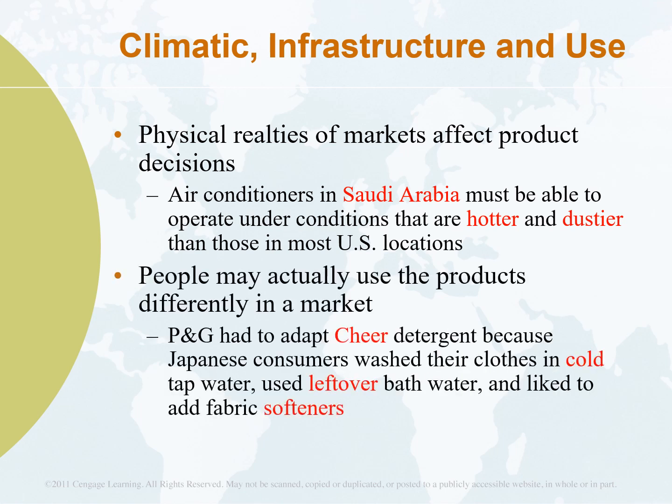Okay? People may actually use a product differently in a market. P&G, Procter & Gamble, had to adapt Cheer detergent. Remember the Cheer detergent? Because Japanese consumers wash their clothes in cold water. They use leftover bath water to conserve water and like to add fabric softeners. So you have to adapt. Okay?